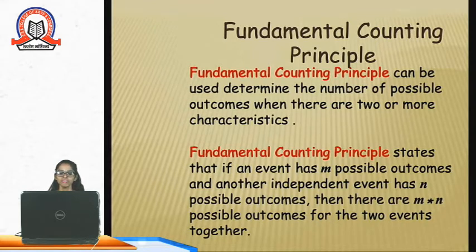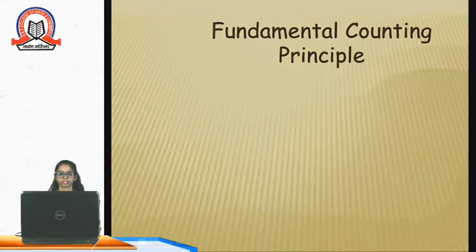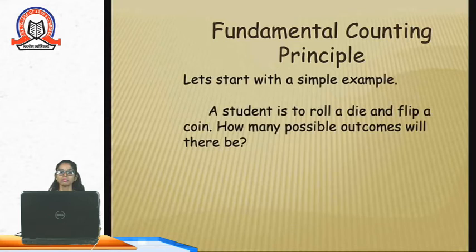But if in these two events there is an OR word, or the word either, then our total possible outcome is equal to m plus n. It means that if there is an AND word, we multiply these two possible outcomes, but if there is an OR word, we add the two possible outcomes, that is m plus n. Let's start with a simple example using the fundamental counting principle.